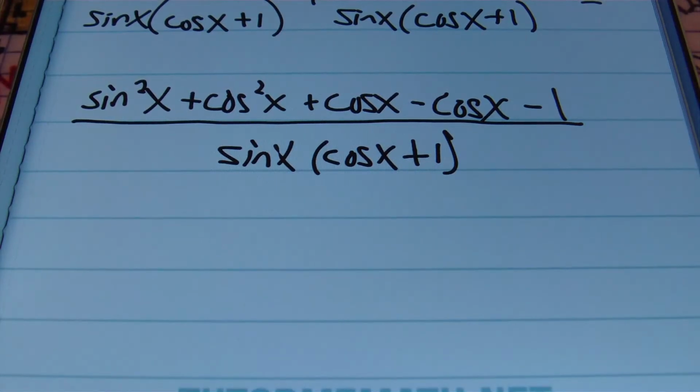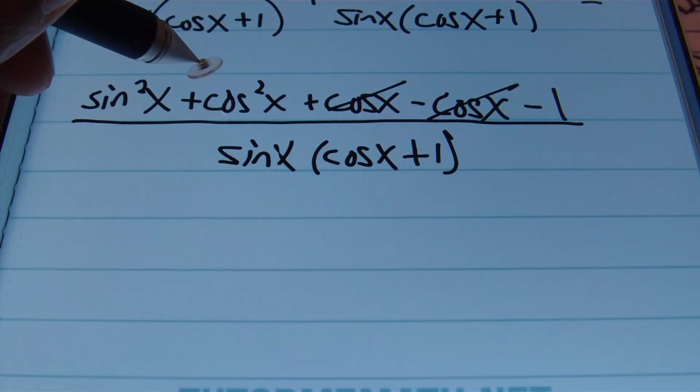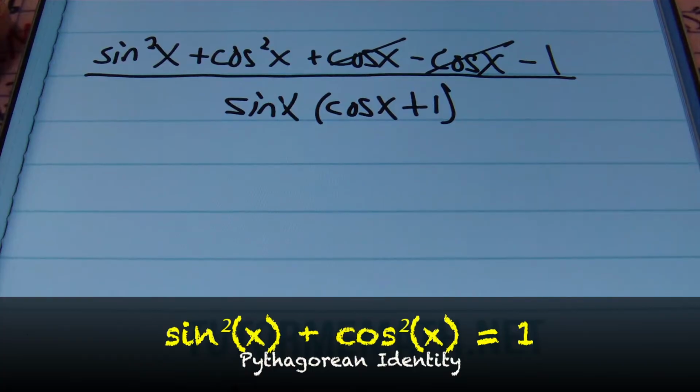Now, what happens at this point? Well, the cosine x's cancel out. They're additive inverses, they're opposites. So those are gone now. Now I'm noticing that sine squared x plus cosine squared x in the numerator. That's a Pythagorean identity. Sine squared x plus cosine squared x equals 1, ladies and gentlemen.